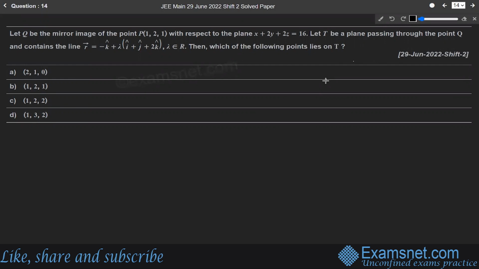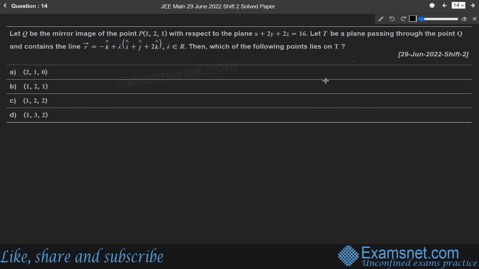What is T? T is a plane that is passing through the point Q and it contains the line r vector. And it is given that Q is the mirror image of the point P with respect to the plane x plus 2y plus 2z is equal to 16. It means that firstly we have to find the equation of T. Then only we can find which points lie on T. It means we have to basically find the equation of the plane T. And to find the equation of plane T, we need the point Q and we need the points which are contained in the line r vector, right?